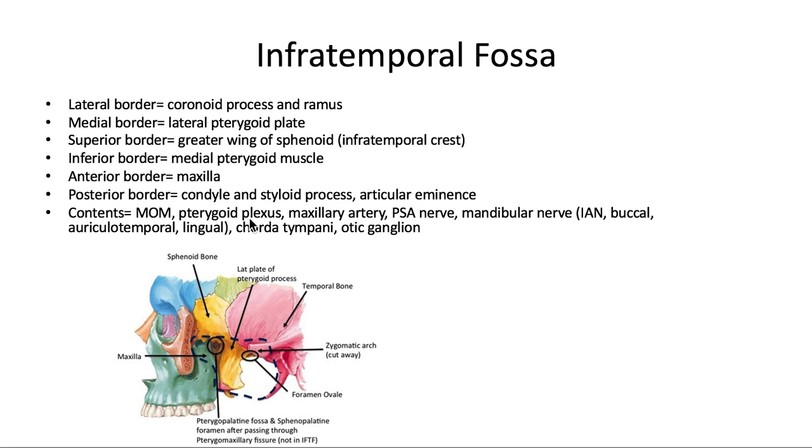The pterygoid plexus of veins, the maxillary artery, the posterior superior alveolar nerve, the mandibular nerve, which includes the inferior alveolar nerve, the buccal, auriculotemporal, and lingual branches, the chorda tympani of cranial nerve 7, as well as the otic ganglion. And don't worry, all of these contents, we're going to cover in future videos. So we're going to have a video about nerves, we're going to have videos about arteries and veins, and all of that will be coming up very, very soon.